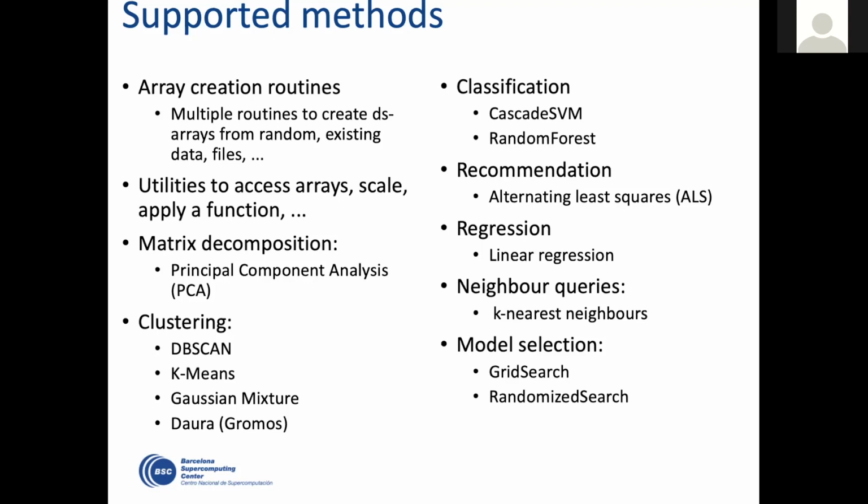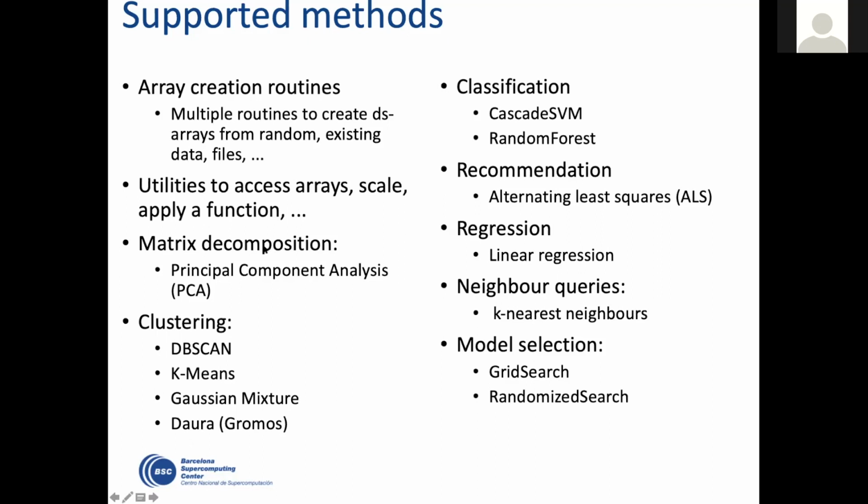Then you have other functions to access the arrays, to scale, to apply a function. For example, this can be a function that internally does a lot in the dislib. Imagine you have to do a given operation on the whole DS array. Then this is converted into applying this function to each of the blocks of the DS array, for example. So we have functions to do this in a more automatic way.